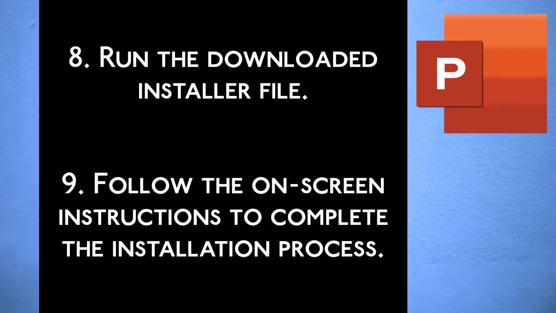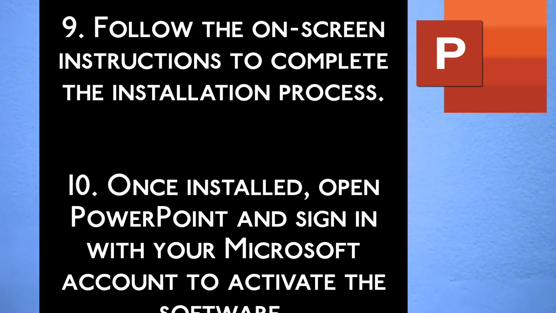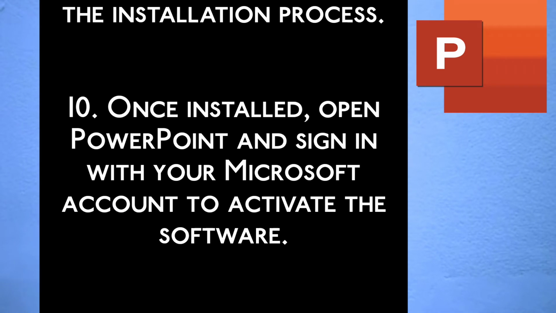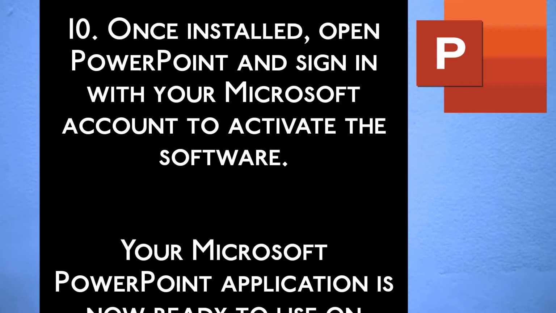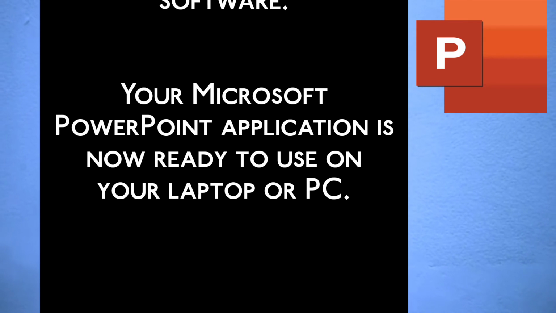Step 9. Follow the on-screen instructions to complete the installation process. Step 10. Once installed, open PowerPoint and sign in with your Microsoft account to activate the software. Your Microsoft PowerPoint application is now ready to use on your laptop or PC.